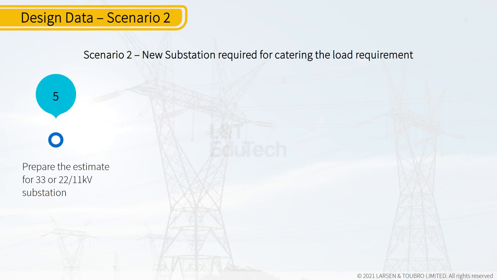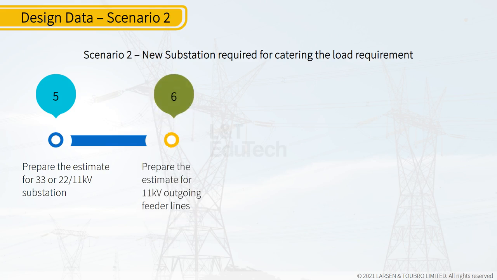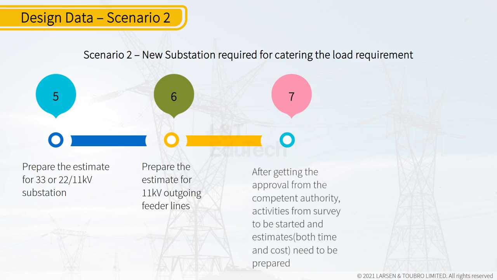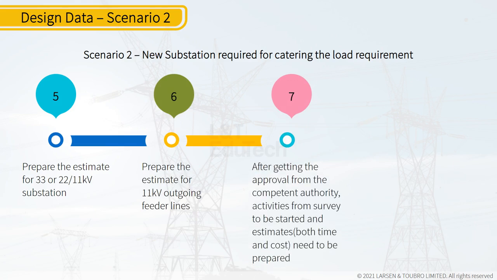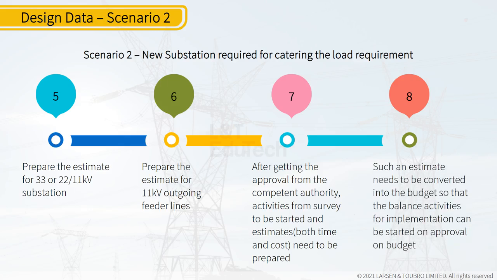Prepare the estimate for the 33/11 kV substation. Prepare the estimate for 11 kV outgoing feeder lines. After getting the approval from the competent authority, activities from survey are to be started and estimates of both time and cost need to be prepared. Such an estimate needs to be converted into the budget so that the balance activities for implementation can be started on approval of budget.